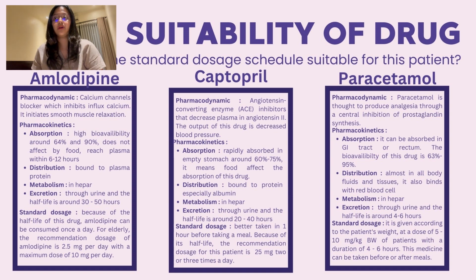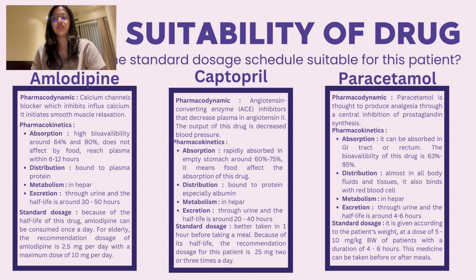The pharmacodynamic of amlodipine is that amlodipine is a calcium channel blocker drug which inhibits calcium influx. These drugs initiate smooth muscle relaxation that will decrease the blood pressure. For the pharmacokinetics, we have 4 aspects that we consider. The first one is absorption. Amlodipine has high bioavailability, around 64% to 90%. It is not affected by food, and it reaches plasma within 6 to 12 hours.